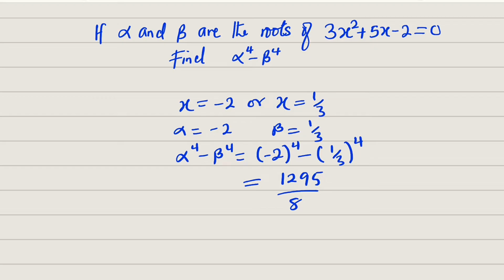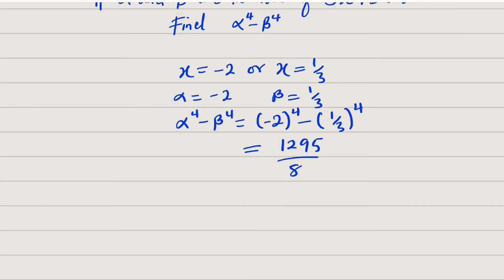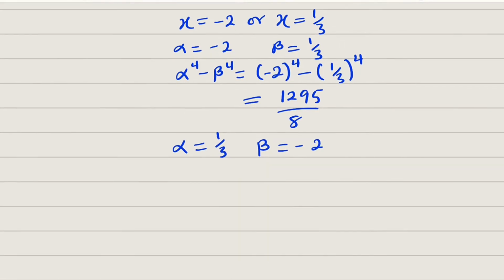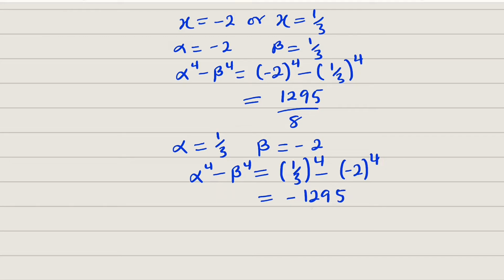But we don't know which one is alpha and which one is beta. Therefore, let's assume alpha is equal to this 1 over 3 and beta equals negative 2. The same thing, if you say alpha to the power of 4 minus beta to the power of 4, this will be equal to 1 over 3 raised to the power of 4 minus negative 2 raised to the power of 4, and you shall obtain negative 1295 divided by 81. All right, this is 81, sorry. So these are the two possible solutions. Now let us start working on that.